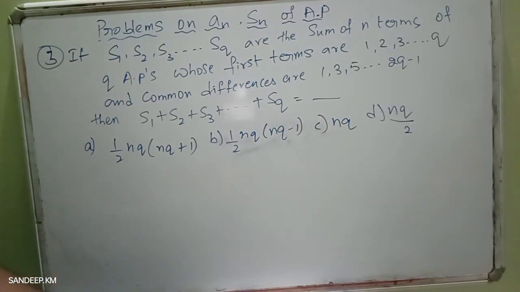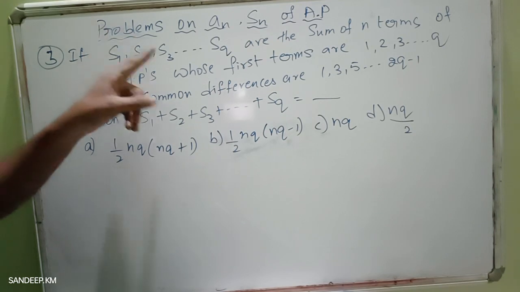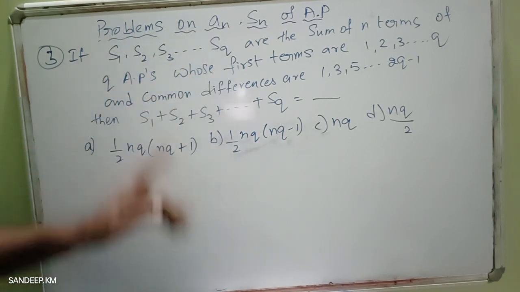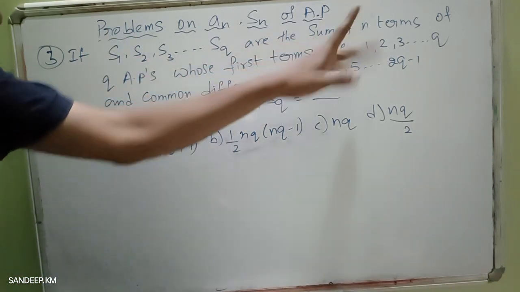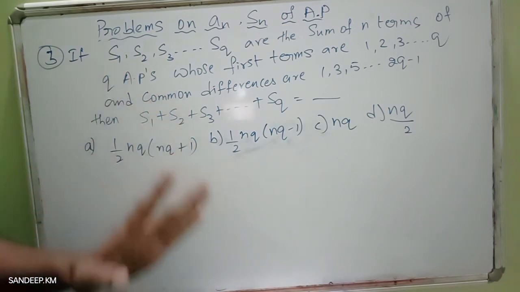Here is our third question. So I would like to ask you to note down the question, because to explain the solution I will erase the question. Okay. So if S1, S2, S3 and so on Sq, what are these? They are the sum of n terms of q different arithmetic progressions.